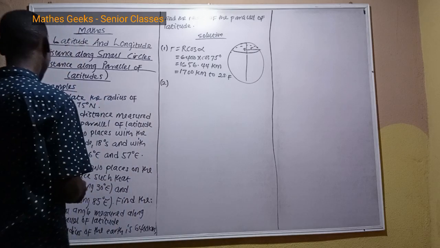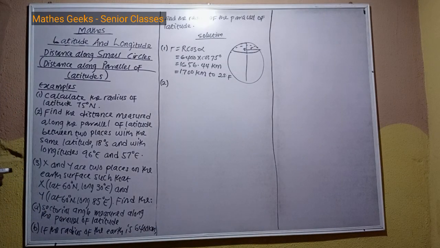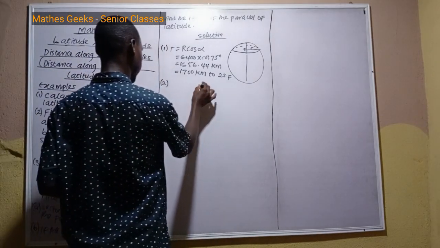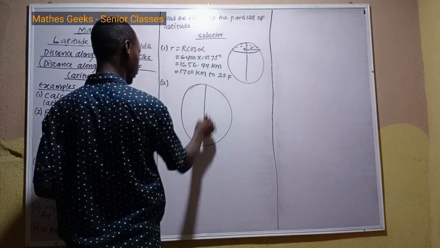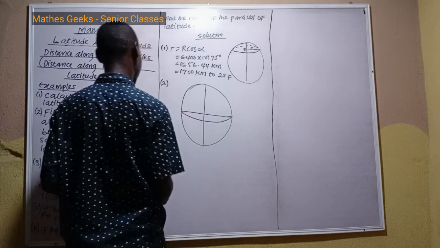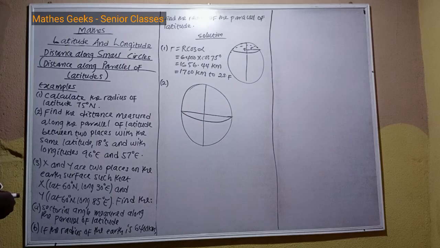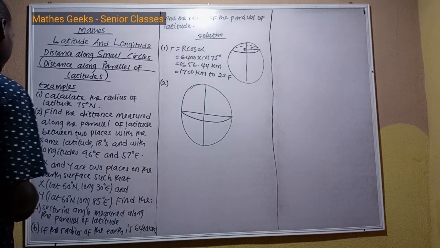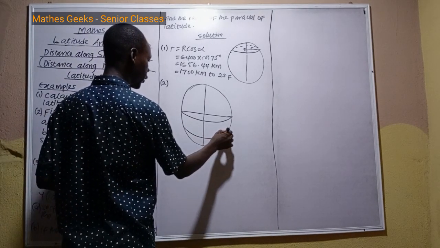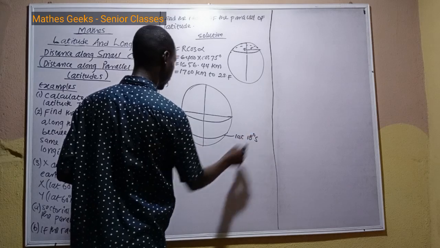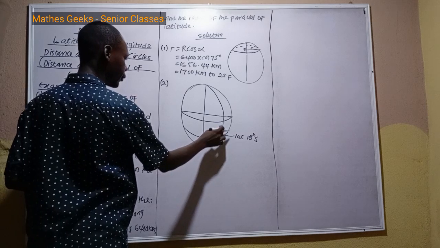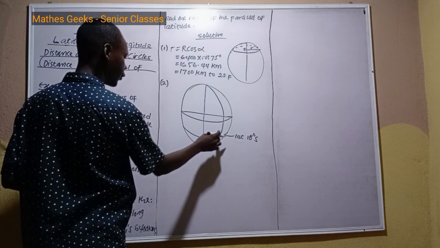Number two, find the distance measured along the parallel of latitude between two places with the same latitude. So you have this. Alright, so this is the equator. Let's say this is latitude 18 degrees south and with longitude 96 degrees east.